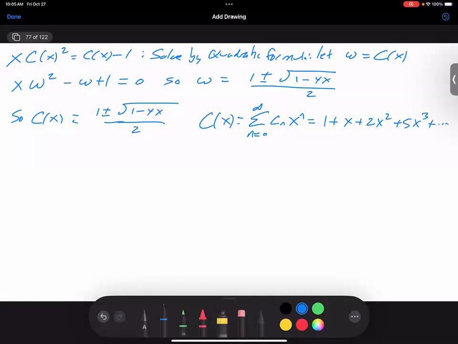Is there any value of x where we can evaluate both the infinite sum and the expression for C(x) very easily and figure out then if it's the plus sign or the minus sign? Yeah, take x equals 0. If x equals 0, then C(0) has to equal 1. Plus sign or the minus sign? So we want the plus sign.